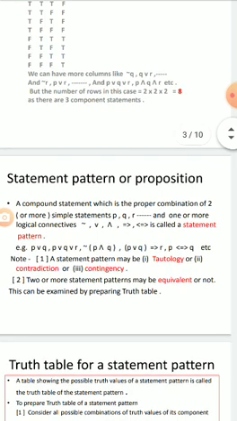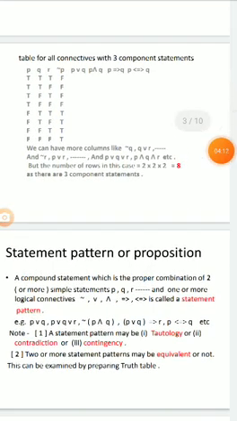Now we are going to study what is called statement pattern or proposition. It is a combination of two or more simple statements and one or more logical connectives. So there could be two component statements or three component statements and two or more logical connectives. Out of five logical connectives, we can have two or more logical connectives at a time. So such a compound statement is called a statement pattern, or it is called a proposition.